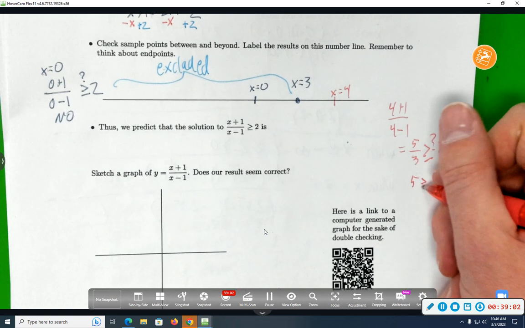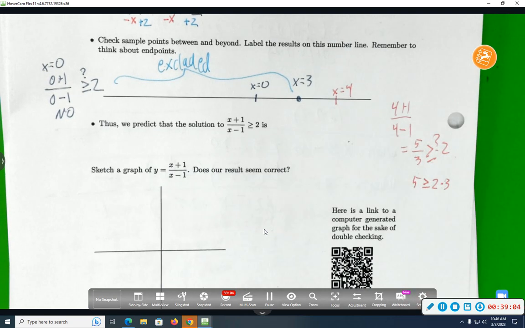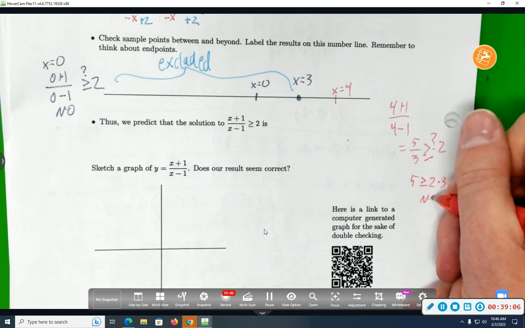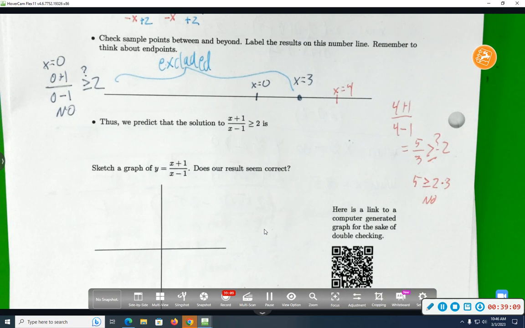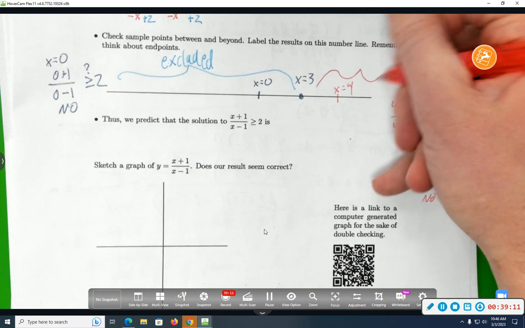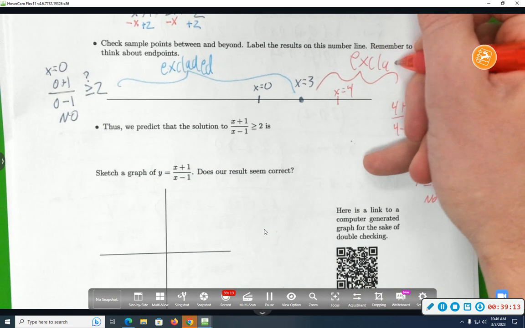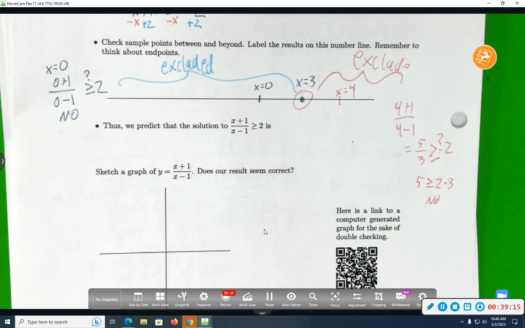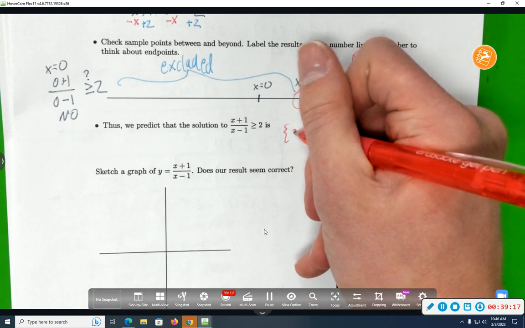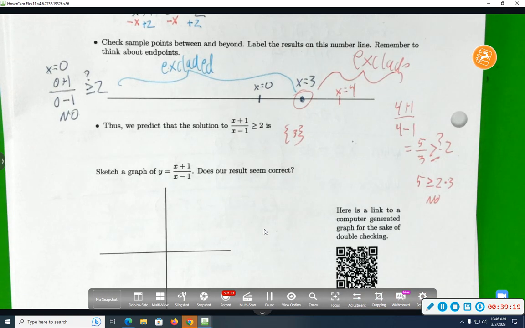Is 5 bigger than or equal to 2 multiplied by 3? No. So what conclusion should I make? Well, x equals 3 is the solution. This seems to make it look like x equals 3 is the only solution.